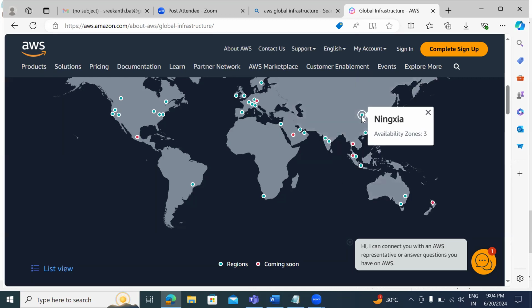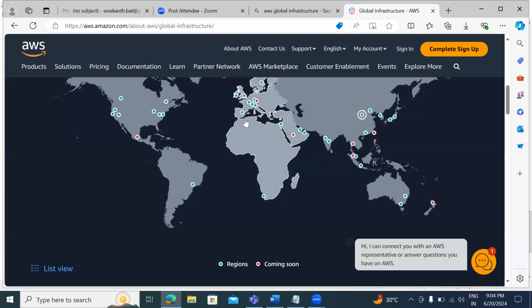And if you come to this, these are the China regions. One is Beijing, but we don't get these regions because China does not accept the outside world using their data centers. Those two regions are available only for whom? Those are available for China users only.